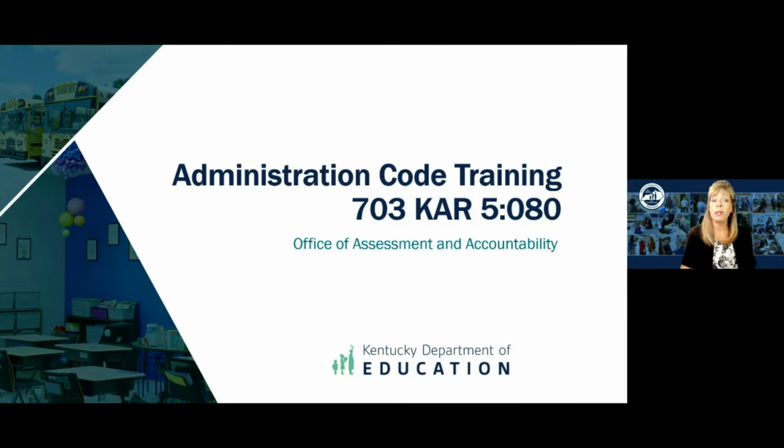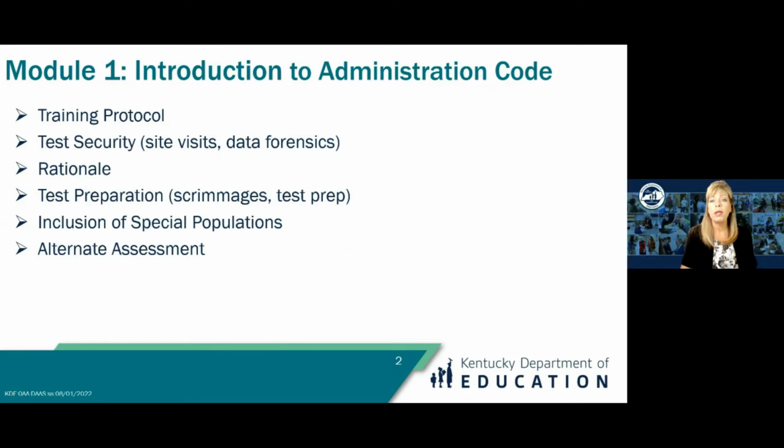Today we will be covering the Administration Code Regulations Training 703 KAR 5:080. Each section is broken down into 6 training modules. Please ensure to review all 6 modules for the complete training. During Module 1, we will cover the introduction of the Administration Code.